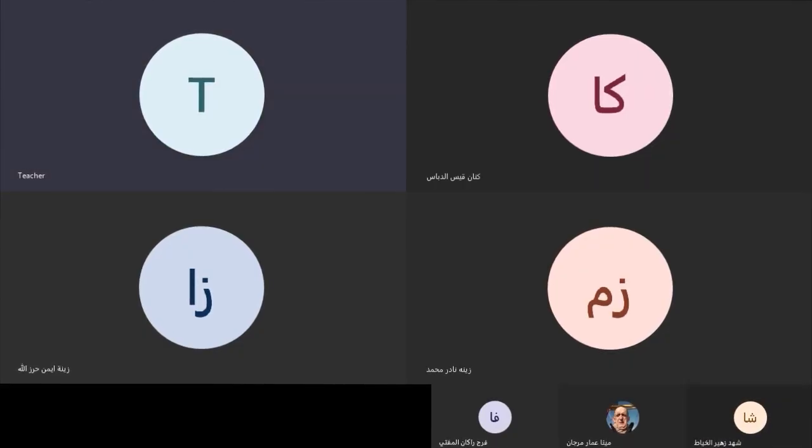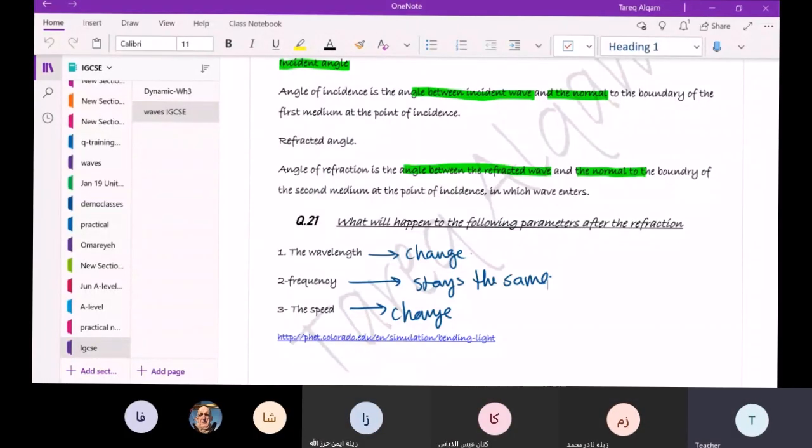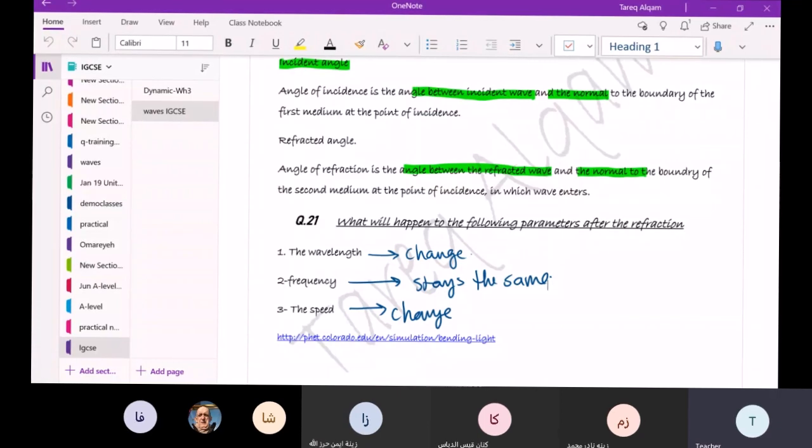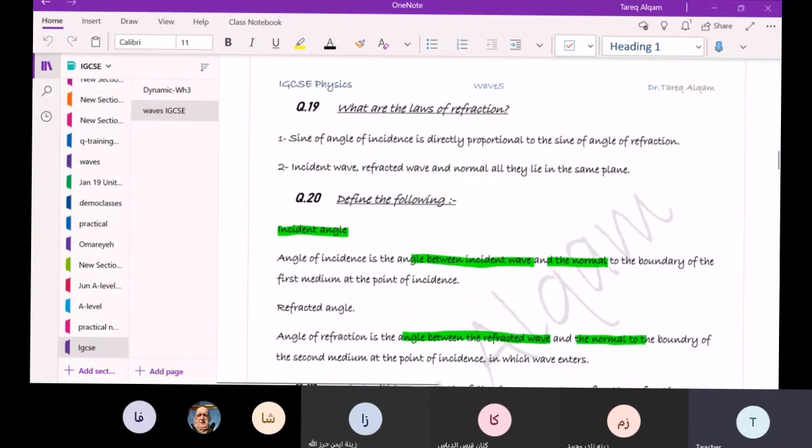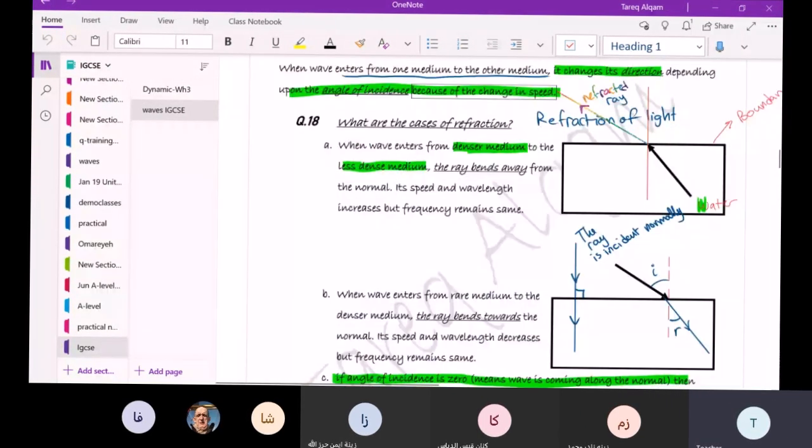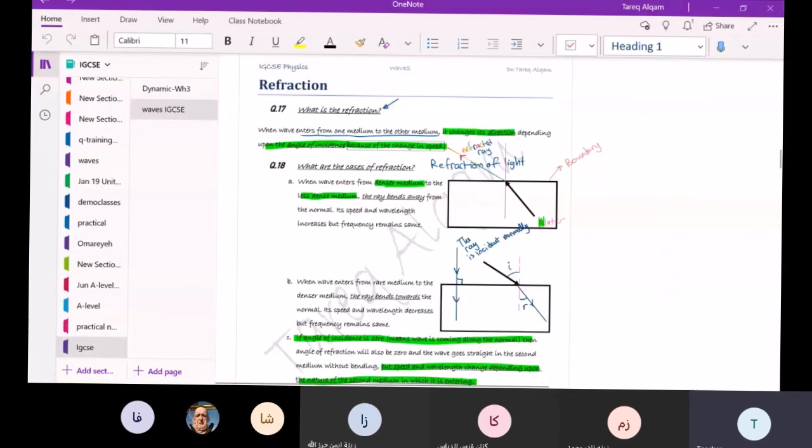We will continue talking about what? Waves. Okay. If you have any question, just ask me. Okay, guys. In the previous time, let me very quickly revise with you the refraction.